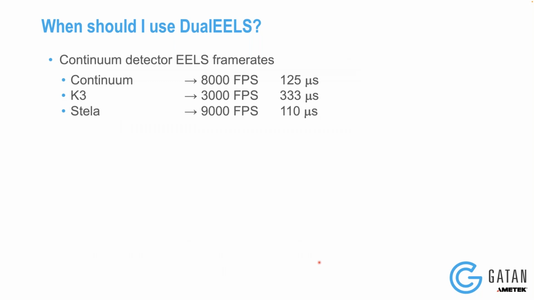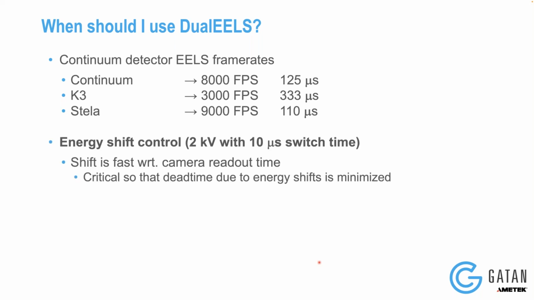So these are the camera frame rates for all of the detectors on the Continuum. Looking at the very fastest end, 9,000 frames per second with the Stellar, we have 110 microseconds for a single frame on that camera. K3 single frame, we're looking at 333 microseconds. So if we want to go at our maximum frame rate, single counted frames or single camera frames for a single spectrum, those are our frame rates, okay?